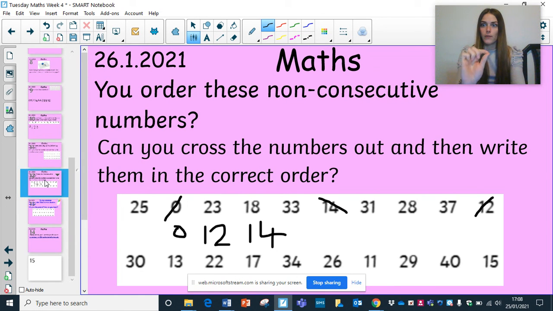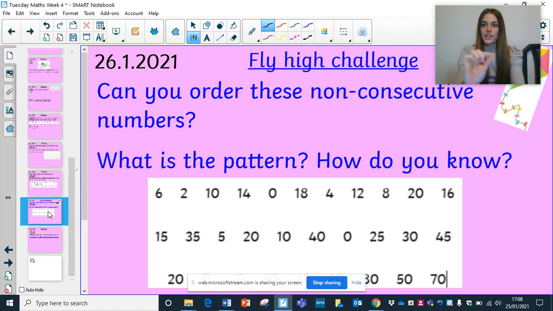So that is your fly high, but also your next fly high is, what is the pattern and how do you know? So can you order these numbers here as well? What is the pattern of these and how do you know? And again, all these sheets will be uploaded onto the school website and onto documents, or you can access them through this way and print them that way as well. Okay, so that's your fly home. Remember to explain how you know and to write your reasoning down. So that really shows you have thought about it.